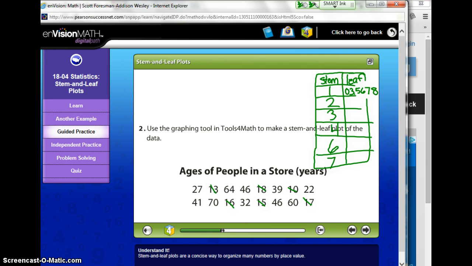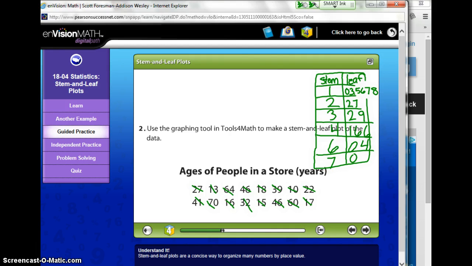Okay. How many in the 2 stem? 22, 27. How about the 3 stem? 39. How about the 4 stem? 41, 46. So you write it twice. 46, 46. 64. So there is our information, all in order from least to greatest.